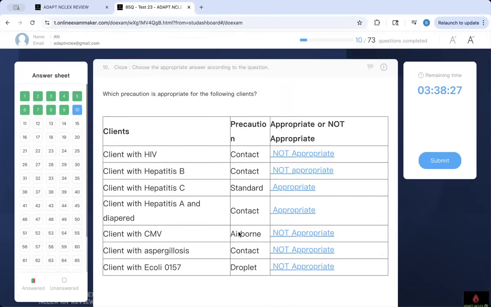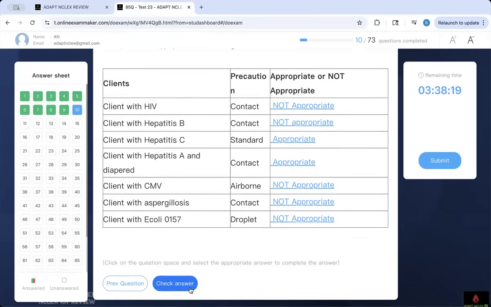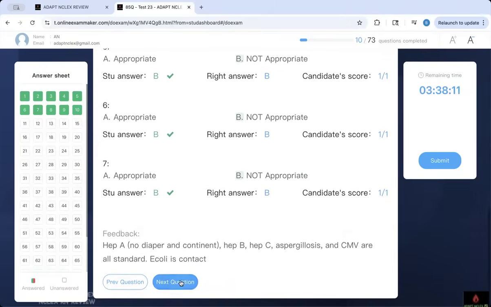We have question number 10. How are you doing so far? You should be getting more than 50% so far. And this is where we are. If you're tired, I want you to take a break, get your stamina back, and focus on getting the rest of the answers right.